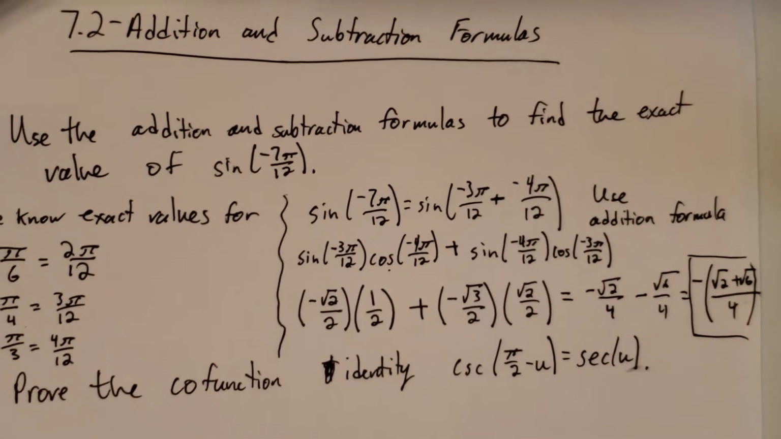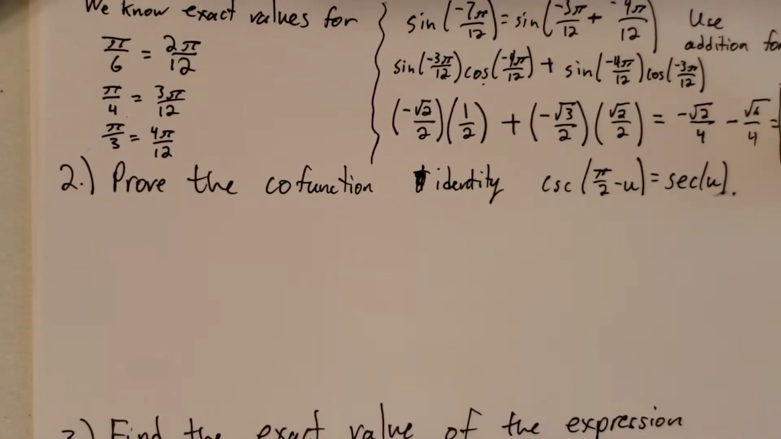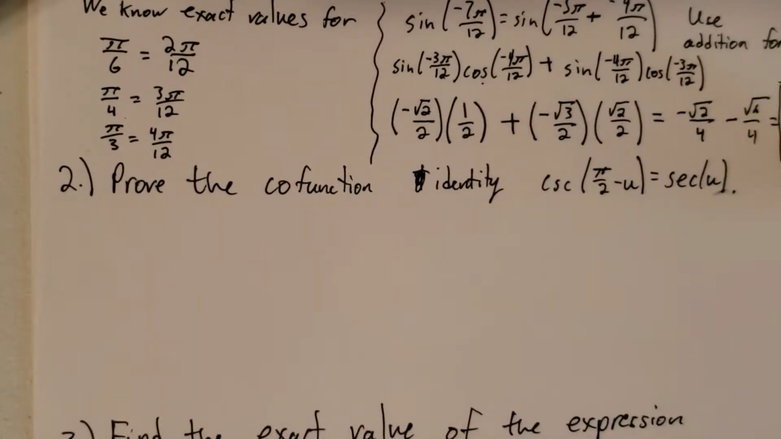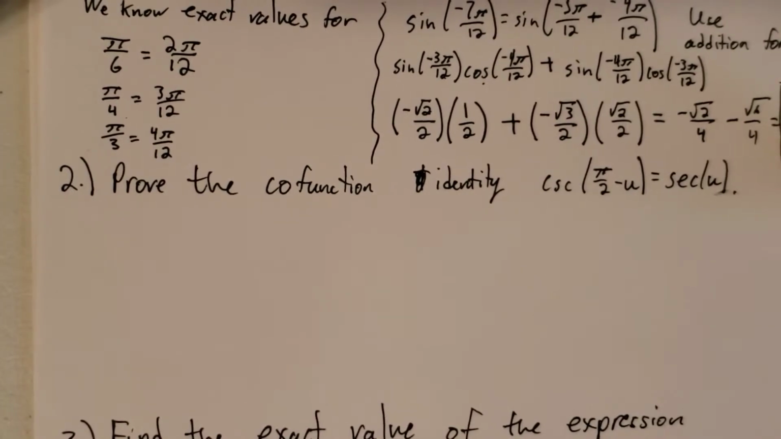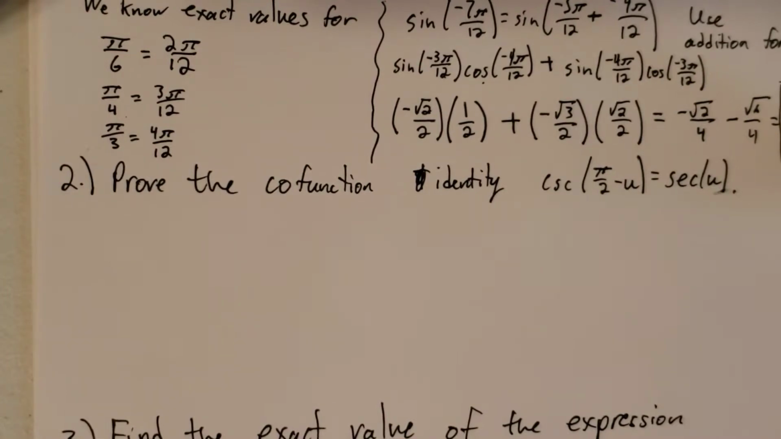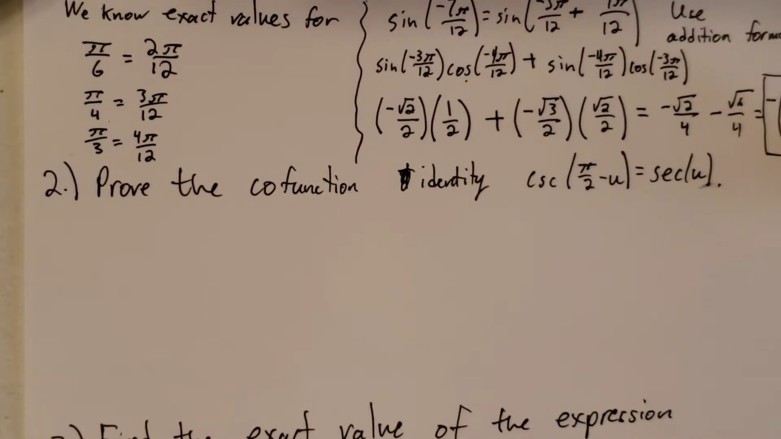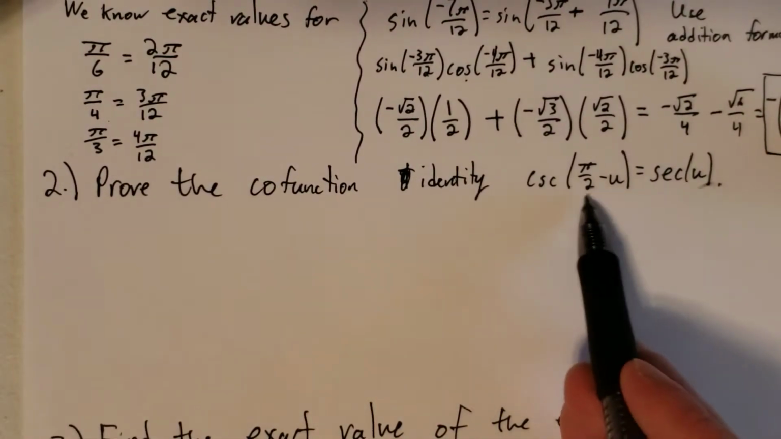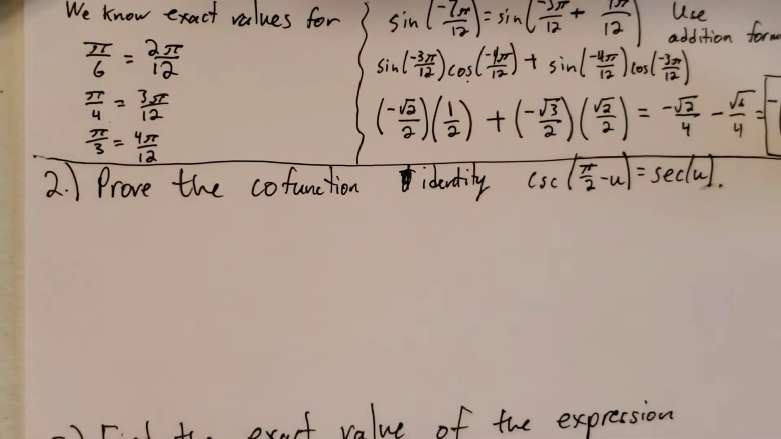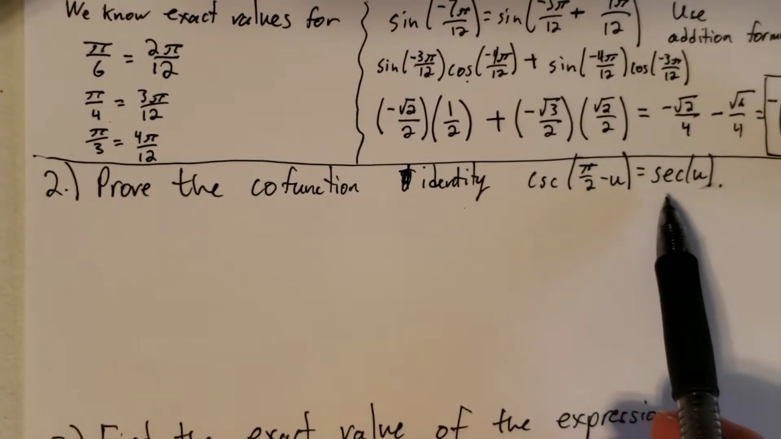All right, so that's the end of the first example. We'll have something not quite similar. We're going to prove an identity here on this next one, but we're going to use the addition and/or subtraction formulas. So here we want to prove the cofunction identity: cosecant of pi over 2 minus u is equal to secant of u. I'll make this a little easier to read. So again, we're going to prove the cofunction identity: cosecant of pi over 2 minus u is equal to secant of u.